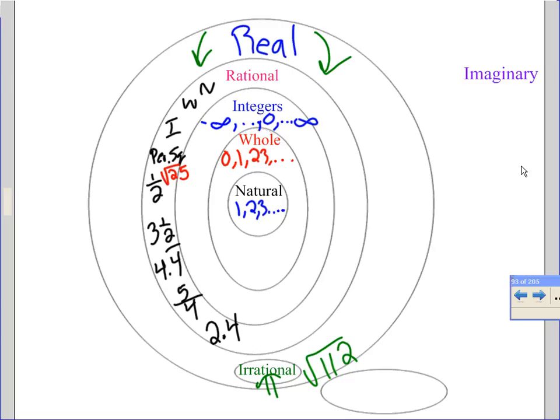Because a rational number, think of the circle chart here, guys. Rational number is outside all of this. So that means it includes all this stuff. It's like hugging everything. It's around it. Just like real encompasses and is around all of this, which means all of this is real.